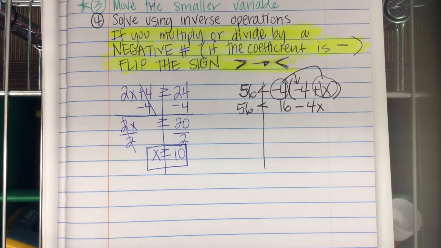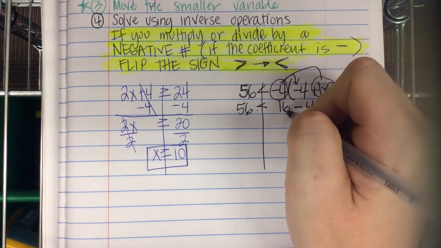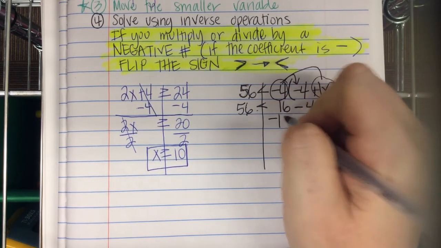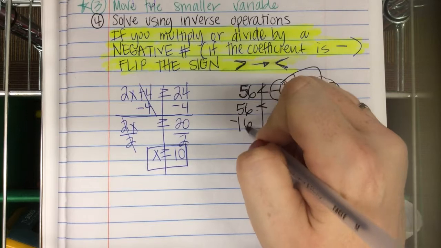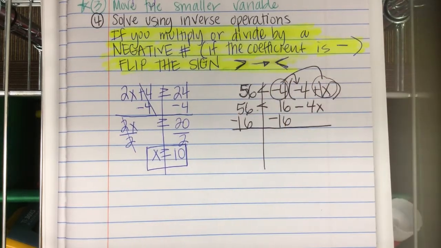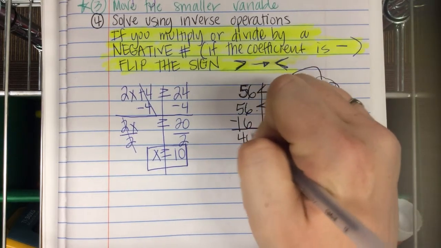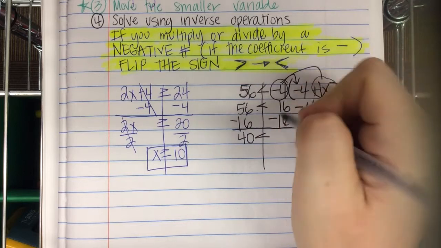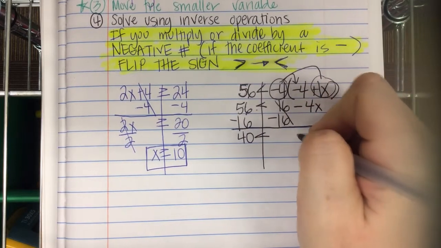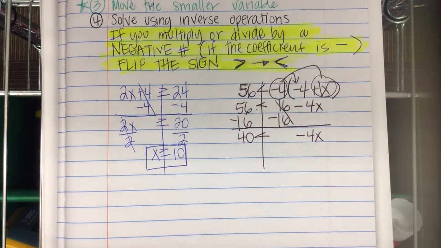Do I need to combine like terms? Nope, I don't need to combine like terms. So, which number do I move first? 16. The opposite of 16 is negative or minus 16. 56 minus 16 is 40. Is less than -4x. Am I done yet?